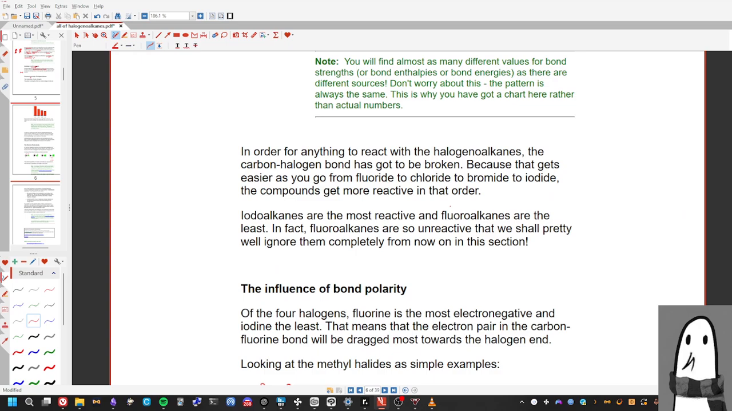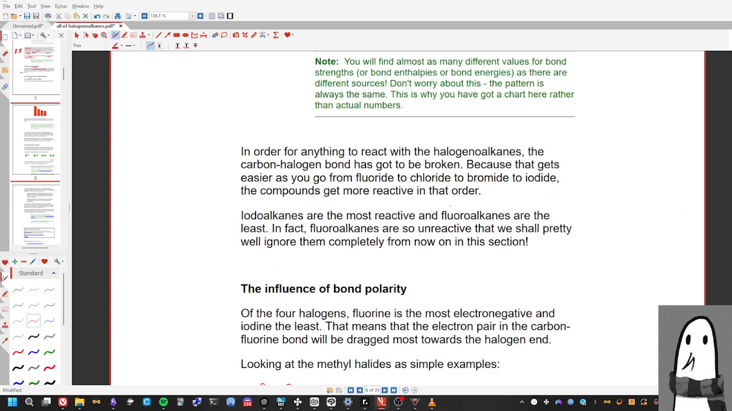Now, in order for anything to react with halogenoalkanes, the carbon-halogen bond needs to be broken. The carbon-halogen bond, not the attractions, the bond itself. Notice that. When we talked about dissolving, you didn't need to break the carbon-halogen bonds. You only need to break the attractions between the carbon-halogen and other things. This time you need to break the carbon-halogen bond itself, and since you go from fluorine to chlorine to bromine to iodine, the bond gets weaker.